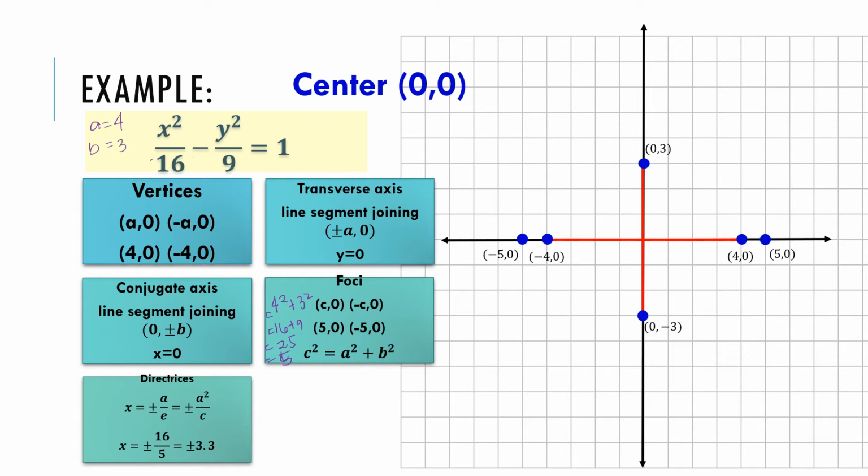Let us compute. Sabi, ang formula daw ay a squared over c. Ang a squared natin ay 16. Ang c natin ay 5. Now, dividing, magkakaroon tayo ng 3.3. So, positive and negative 3.3. Yan. X equals positive, negative 3.3.